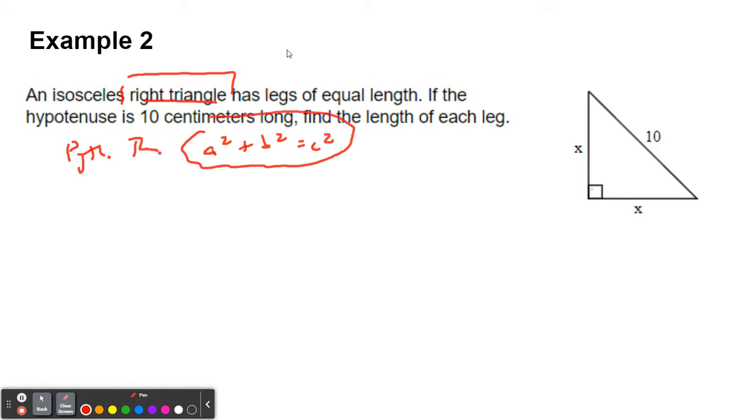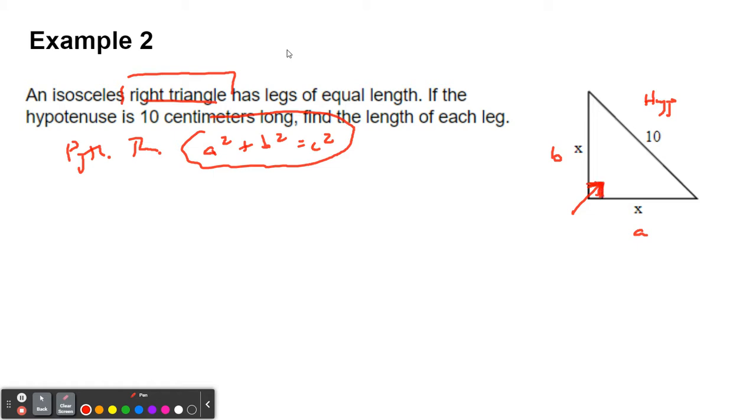Now, this is an isosceles right triangle, which means that 2 of the sides are the same. So that's why this is x and x. They're equal, right? And then the third side is 10. So remember, the legs are the 2 sides that make the right angle. So this is the right angle. So those 2 sides are the legs A and B. And then the hypotenuse, which is typically the diagonal side, but it's always across from the right angle.